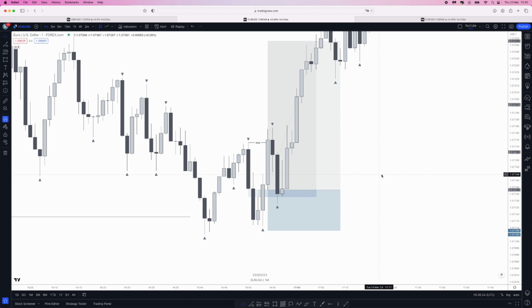So that's pretty much all there is to balanced price ranges, guys. It's a really simple concept to learn, but it's one that is nice to have in your arsenal to go ahead and utilize when you're trading within the live markets.